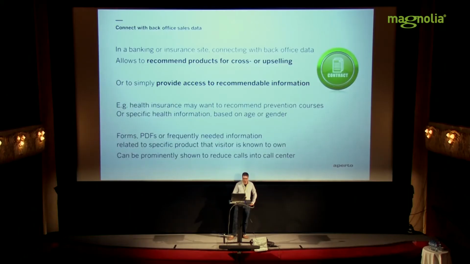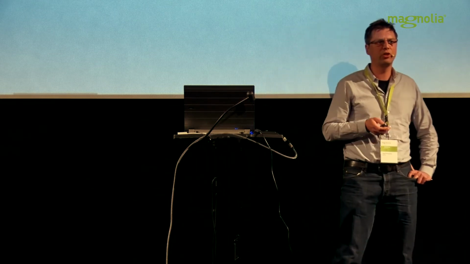And that could, for example, be a health insurance that wants to recommend specific prevention courses to keep up their health, which is, of course, something health insurances are interested in. And this could be based on age or gender. So if you only know that, age or gender, then a health insurance will immediately be able to show you very important information. Important for you and important for them.